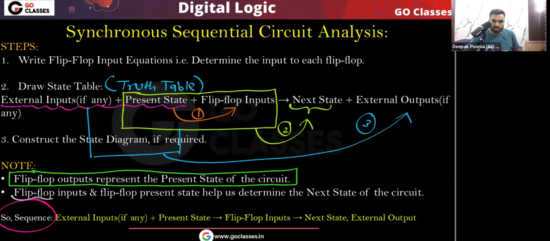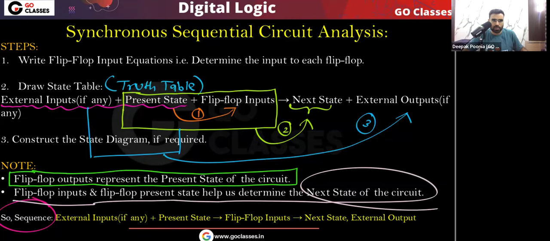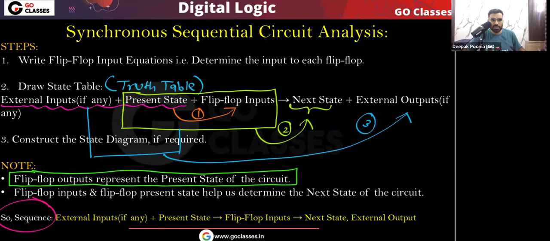Regarding this computation 2, the statement I have written here is that flip flop inputs and their present state will help us determine the next state of the circuit. So this entire analysis for synchronous sequential circuits is very important. I hope you understood the steps, how to draw the state table, and in the state tables also what the computation sequence is. So this is the complete summary.